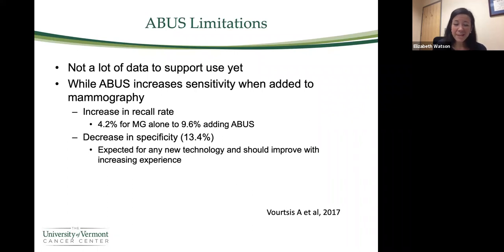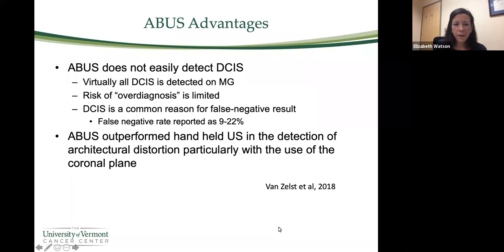We also know that the specificity of automated screening breast ultrasound is fairly low. And that's thought to be because it's a new technology, and that is expected anytime we employ any sort of new technology, and should tend to improve with increasing experience. And we probably will see that. But there are real advantages to ABUS.